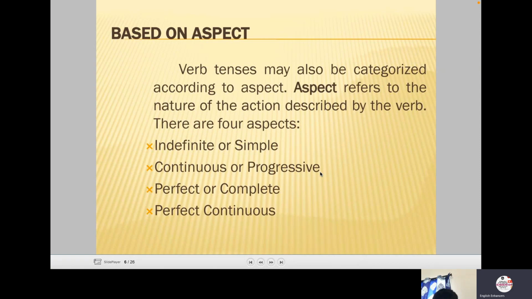Fine. Moving on. Let's keep it very simple. Indefinite or simple tense, continuous or progressive, perfect, then perfect continuous.